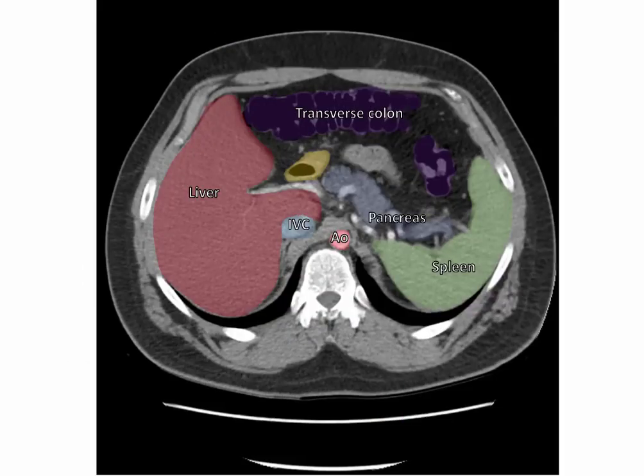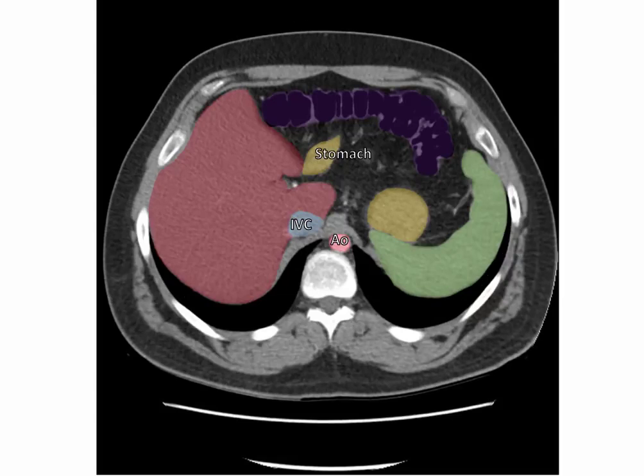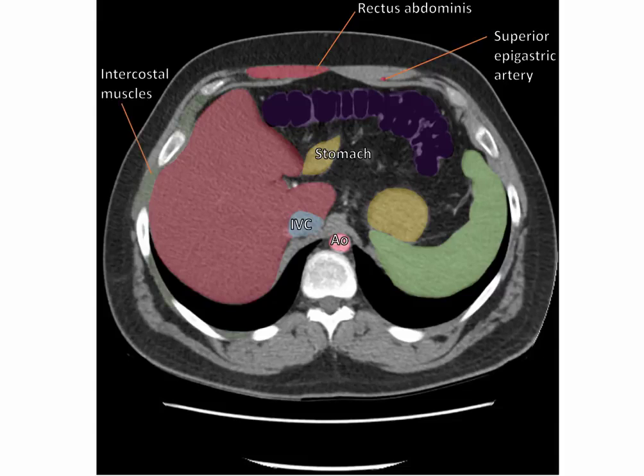As we move superiorly, we can start to see the pyloric sphincter. This is marking the junction of the duodenum with the stomach. We can also identify muscles in the thoracic wall. Here are the rectus abdominis muscles, with their underlying superior epigastric vessels. Here are the intercostal muscles. We can also start to see some of the superior aspects of the external oblique and the transverse abdominis muscles.